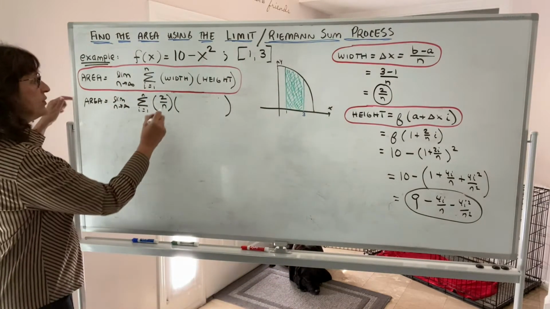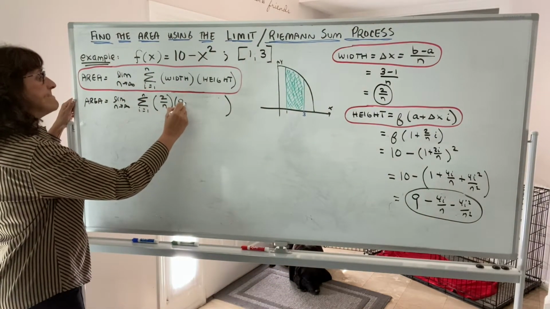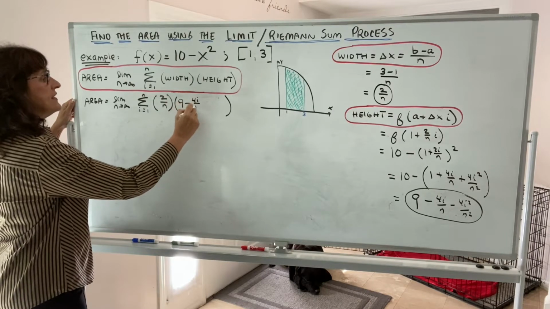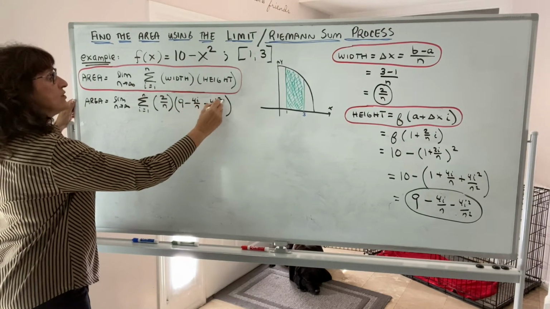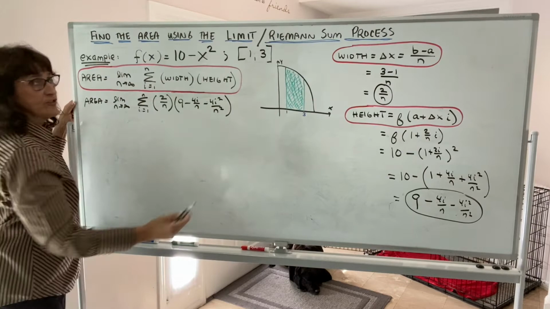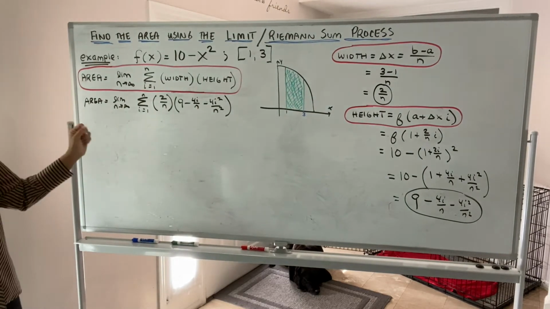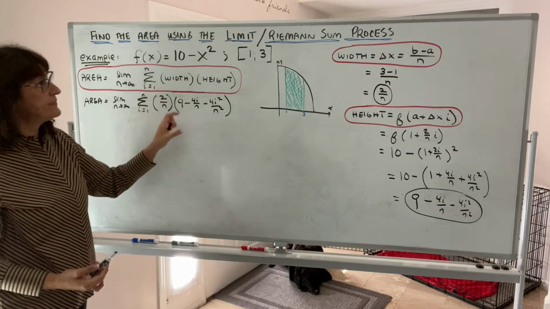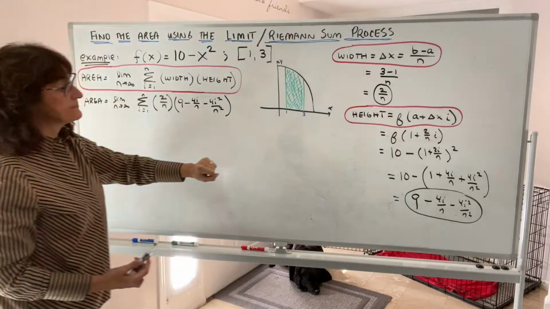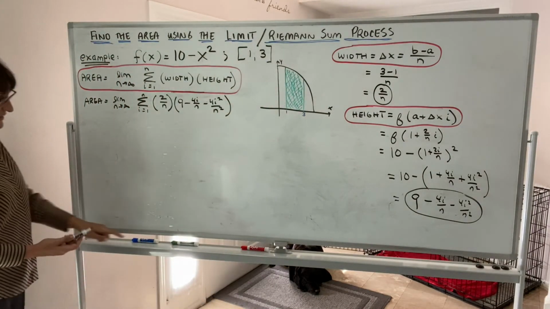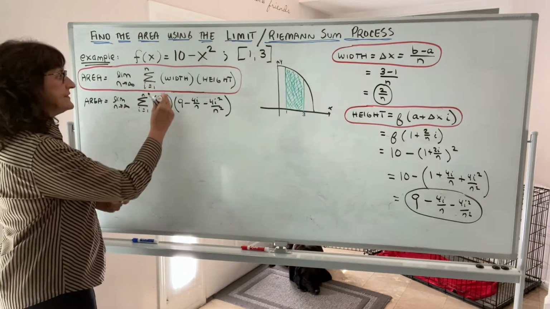So for the height, what do we have? We have 9 minus 4i over n minus 4i squared over n squared. Here's our height. So here's how we set it up: here's the width and the height based on our function. Now, what I like to do next algebraically is distribute.